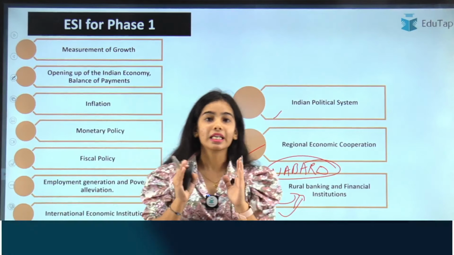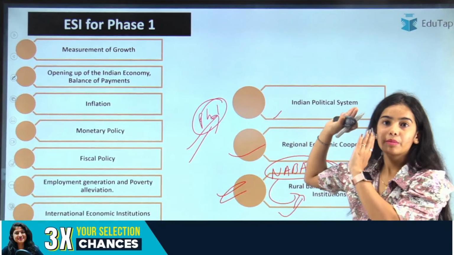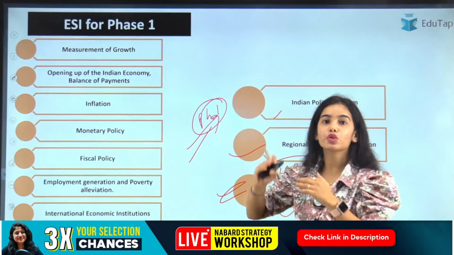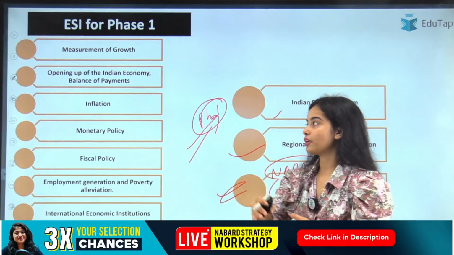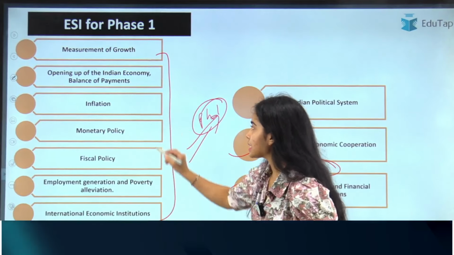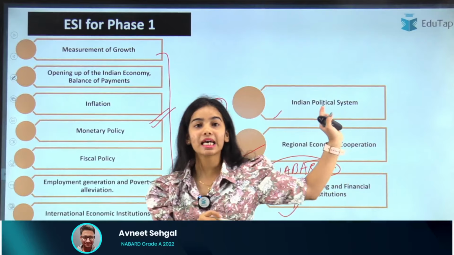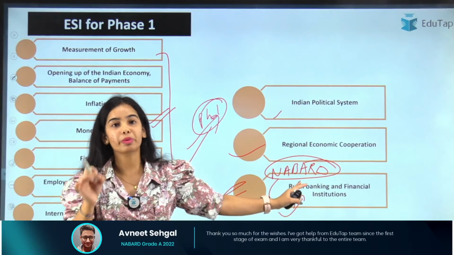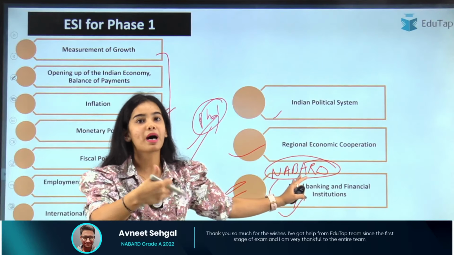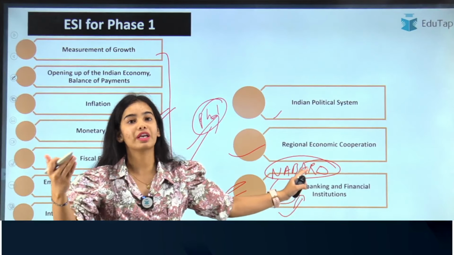So with the ESI, I have shown you the complete preparation for phase 1, how you should move forward for phase 1. For phase 2 and phase 1, these are the 7 important chapters, and these are the 3 additional chapters that you should prepare before going for the NABARD examination, before going for phase 1 of NABARD.